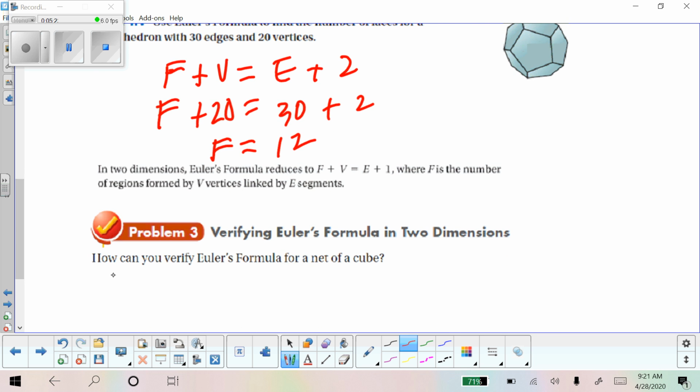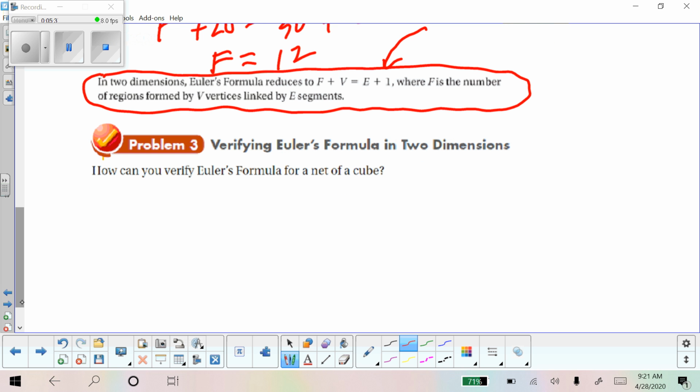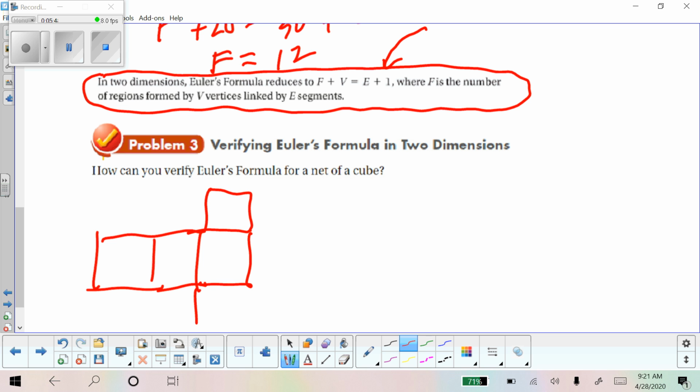Now, Euler's formula also works in 2 dimensions, so if you draw a net of an object, you can use this formula. The only difference is that the number of faces plus the number of vertices is equal to the number of edges plus 1. Take note of that. Let's show that on the net of a cube. So let's do a real simple net of a cube here. We need 6 faces, right? So there's 6 faces. Let's go ahead and count those out.